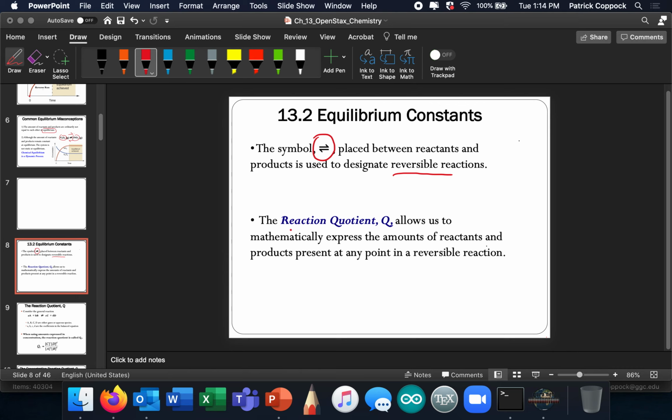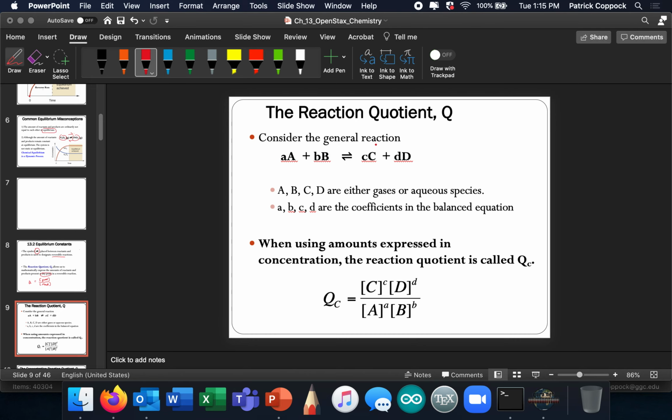Now, since they're reversible, we can quantify that by taking the amount of the products and dividing by the reactants, and that'll give us a ratio, right? And that ratio we're going to call Q. All right, that's the reaction quotient. The reaction quotient allows us to mathematically express the amounts of reactants and products present at any point in a reversible reaction. All right, so for example, let's look at this reaction.